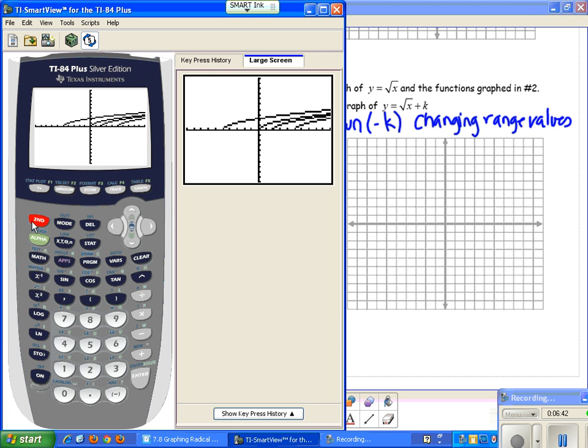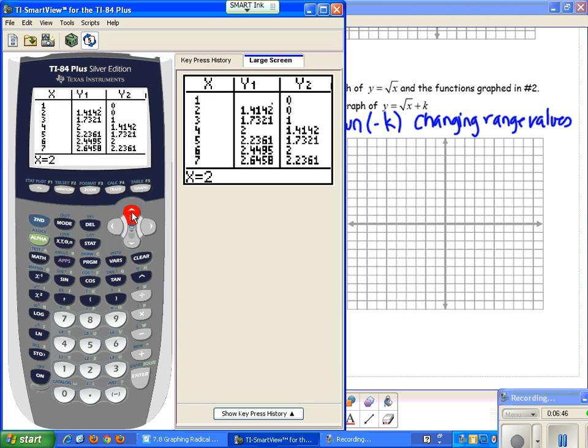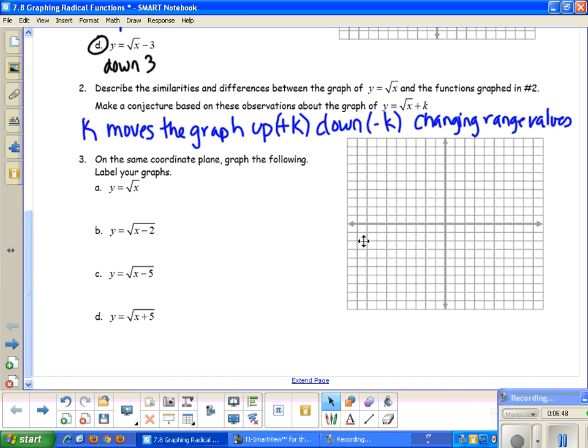So I'm going to graph all these. And remember, you can go to your second graph and use your table in order to help you do that and pick nice values. So the first one's easy because the first one is my parent graph. So I'm going to go ahead and graph that in red. So I have 0, the square root of 0 is 0, the square root of 1 is 1, the square root of 4 is 2, and the square root of 9 is equal to 3. So that's my parent graph.